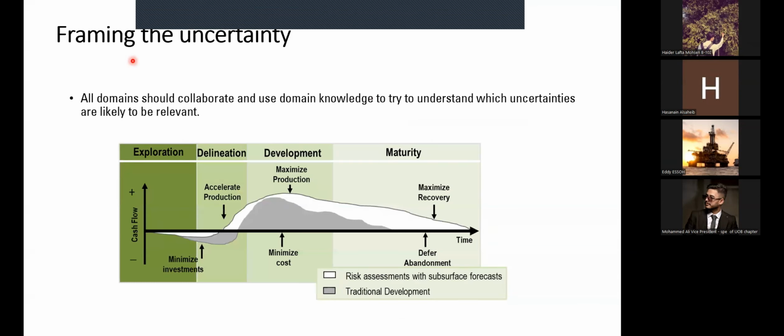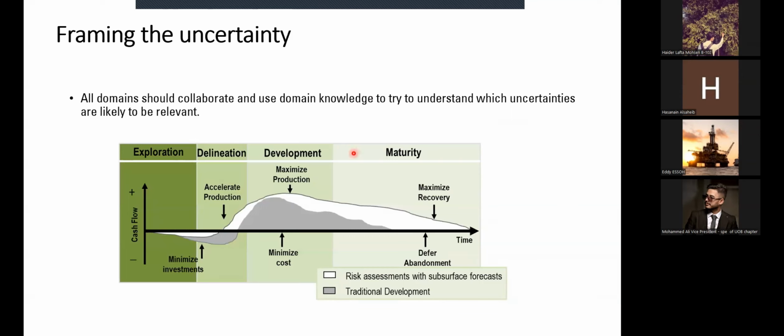Now, let's frame the uncertainty. Here is the life cycle from exploration to maturity. In the exploration, your cash flow is negative. That means you are only spending because you are not producing, you are not getting money. But there is something we call value of information. The value of information that you spend money on here will be reflected later in your gain. So during exploration, you are spending. During delineation, you are spending. Then, when you start the development, you start getting the cash flow, which is a plus. Now you are getting money.